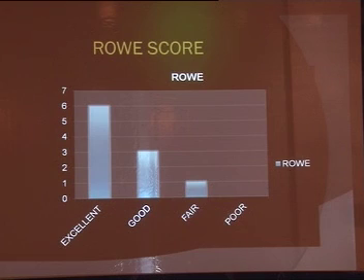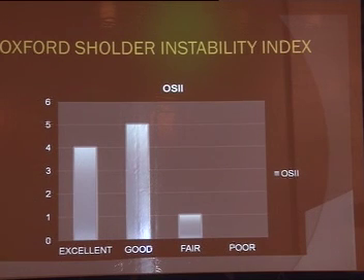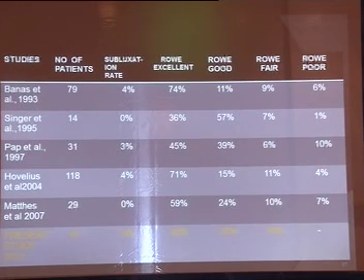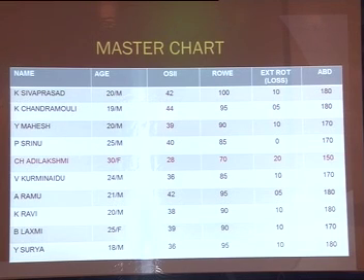This is the Rowe score, in which 6 patients have shown excellent results, 3 patients have good results and 1 patient has bad results. And the Oxford shoulder instability index: 4 patients have got excellent results, 5 patients have got good and 1 patient has got fair results. This is our study in comparison to previously published literature. Though the study group is small, the results we have achieved are almost similar to the previously published literature. This is the master chart of the 10 patients that we have operated.